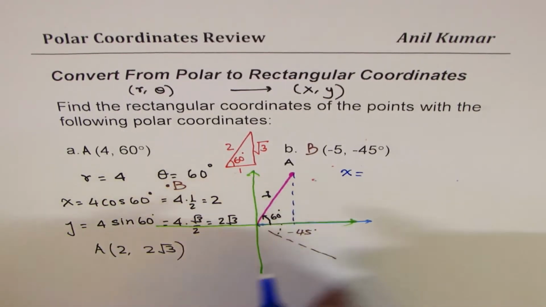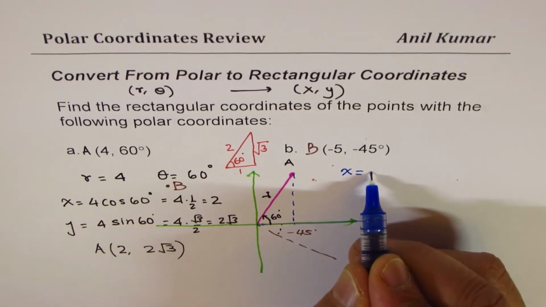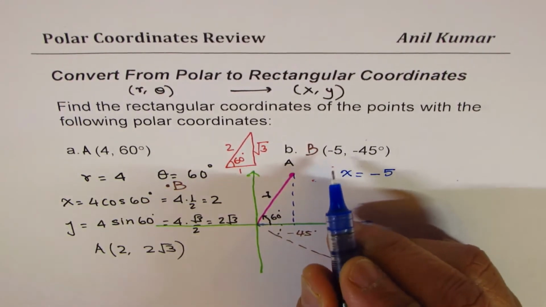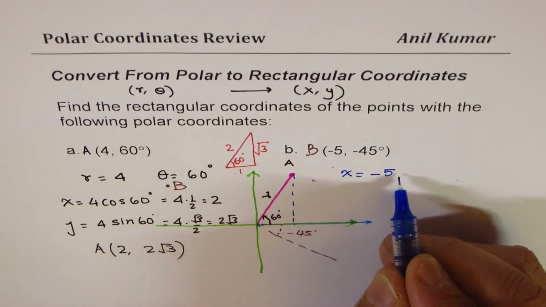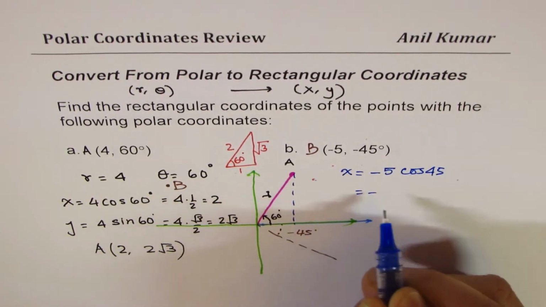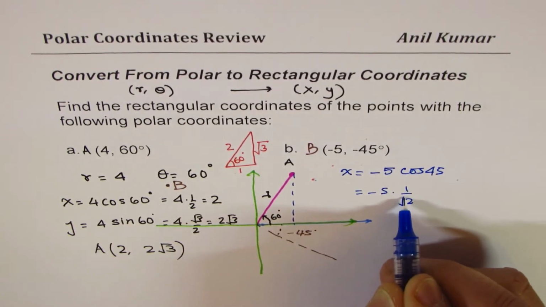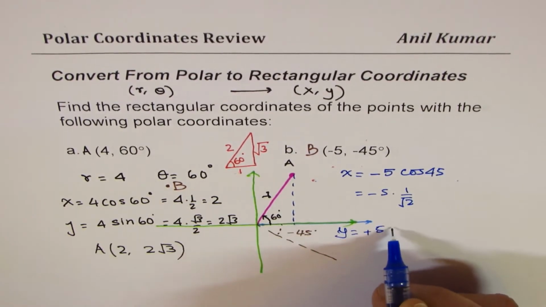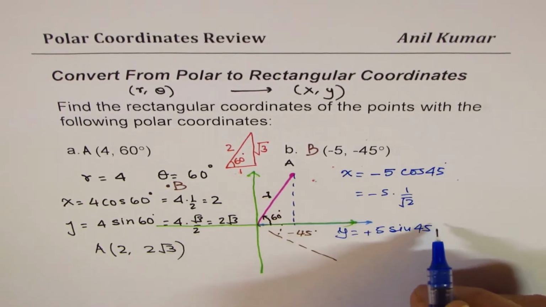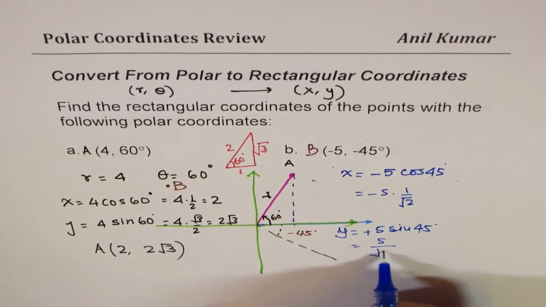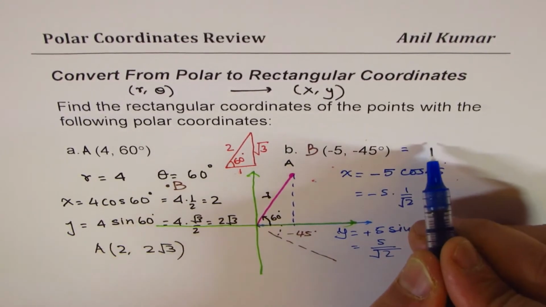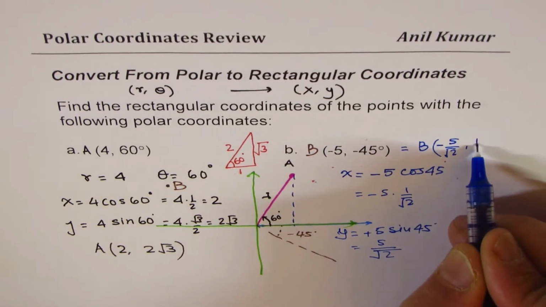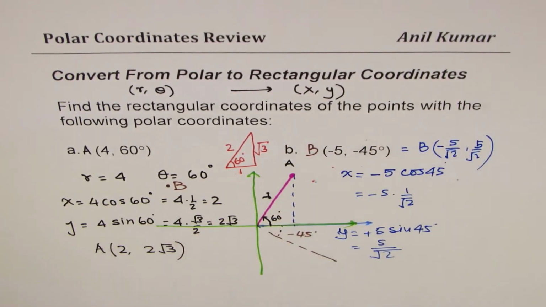So here again we have x value which has to be negative. We'll just write negative. Use the same angle, 45, right? So we have 5, which is the r value. R value of 5, and cos of 45 degrees, which gives us minus 5 times 1 over square root 2. As far as y value is concerned, it will be positive. 5 sine of 45 degrees, correct? Which gives you the value of 5 over square root 2. And therefore, this could be written as (-5 over square root 2, 5 over square root 2). Perfect. So that is how you could do it.